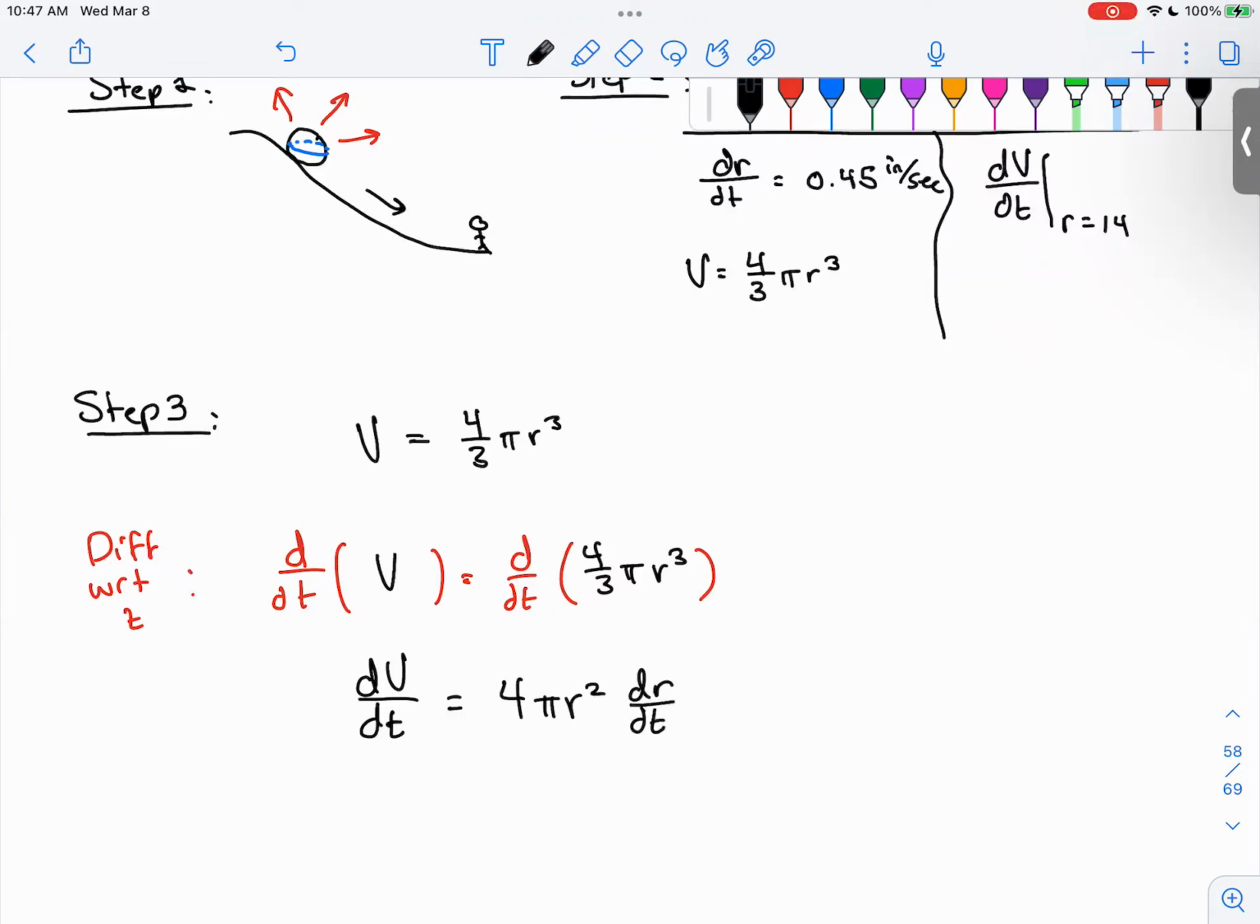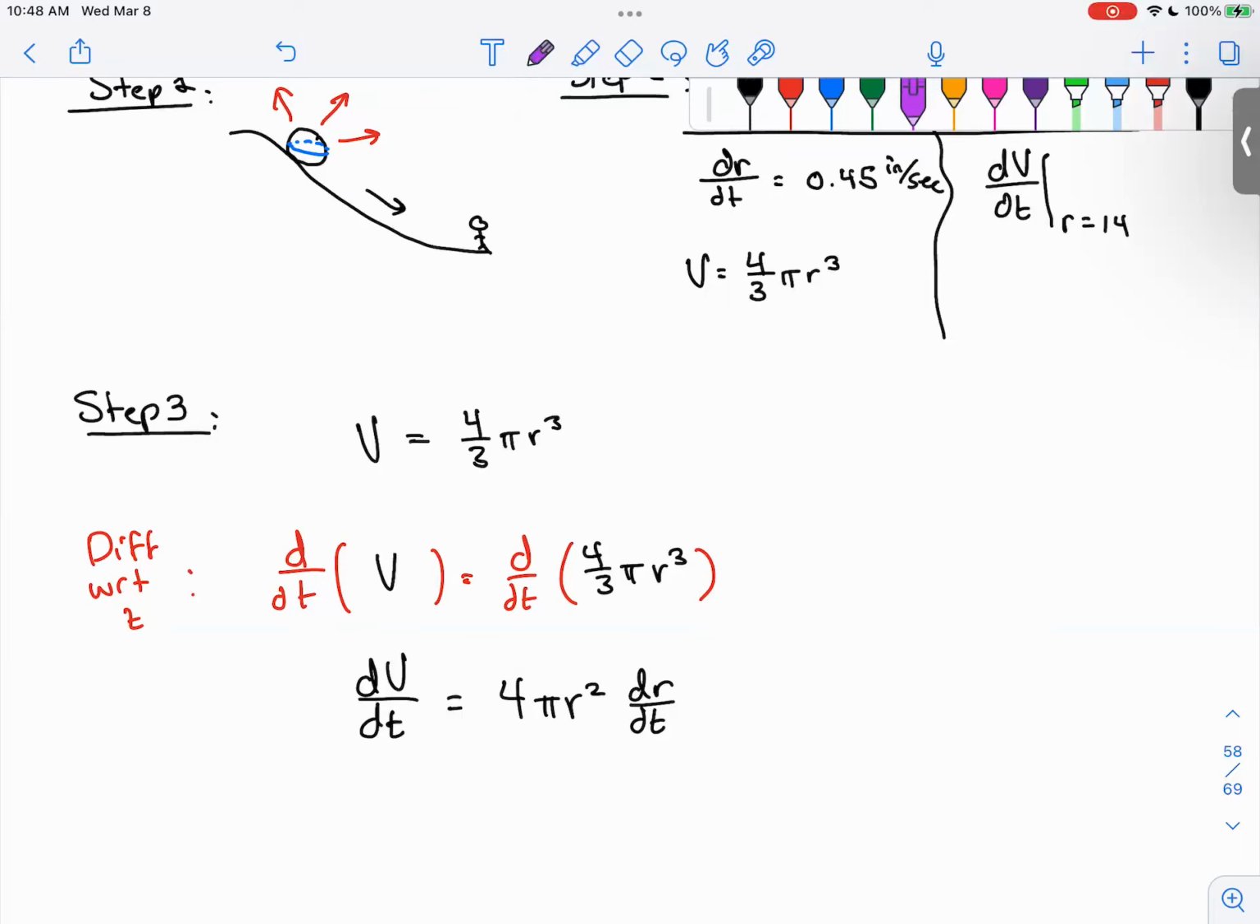And that's because of implicit differentiation. r is being implicitly thought of as a function of time, because as time goes on, the radius will increase. It increases apparently at a constant rate. Every second, it'll increase by 0.45. That's not necessarily entirely accurate, sometimes it'll increase by a different amount, but that's what's going on with this problem.